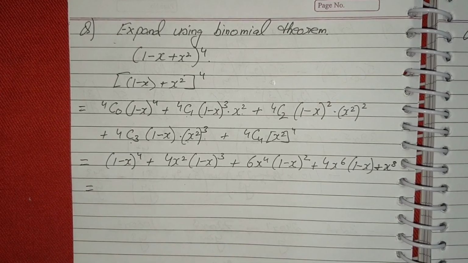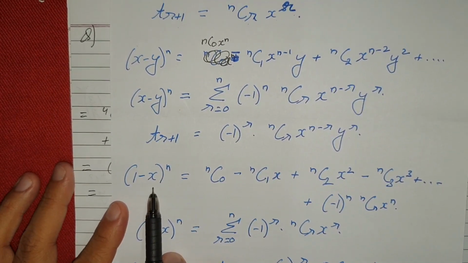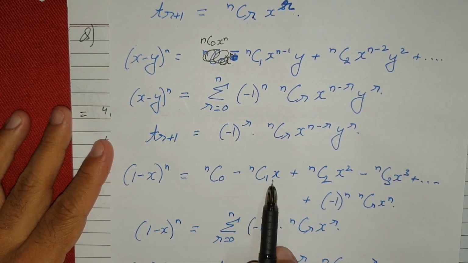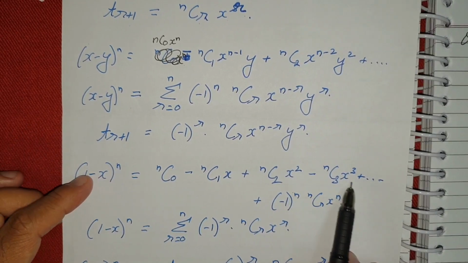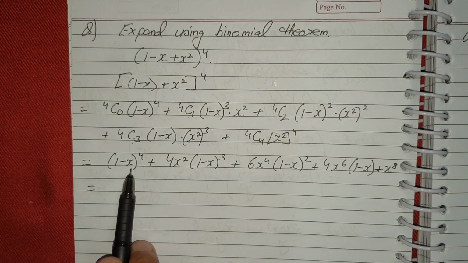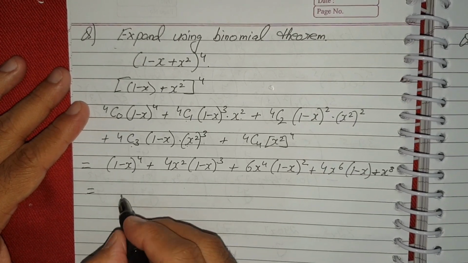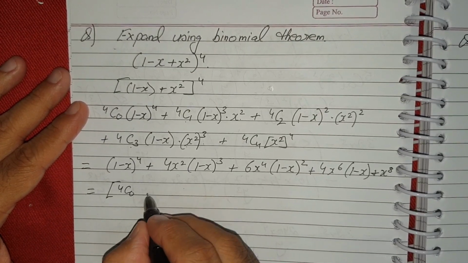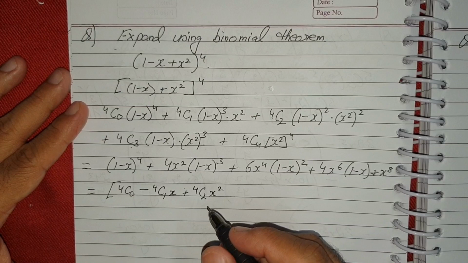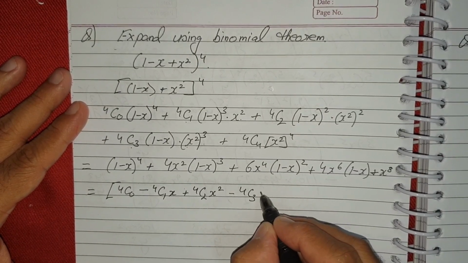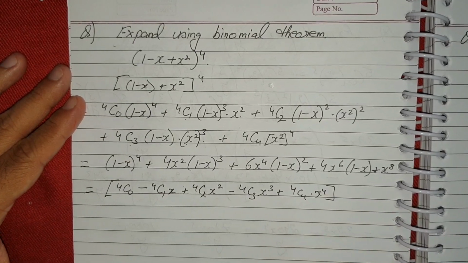Now you have to solve, means you have to expand (1 minus x) to the power 4. Now see, if you remember this formula, (1 minus x) to the power n, this is nc0 minus nc1x plus nc2x square minus nc3x cube and so on. So means if the power of x is an odd number, you get a negative sign. So you have to apply this formula on (1 minus x) to the power 4. So on applying the formula, you will get 4c0 minus 4c1x plus 4c2x square minus 4c3x cube plus 4c4x to the power 4. Okay. So this is the expansion of this.